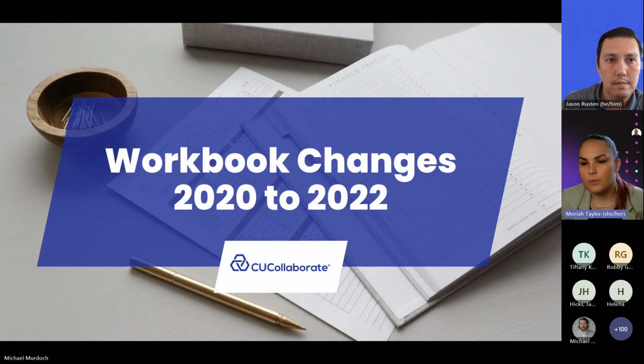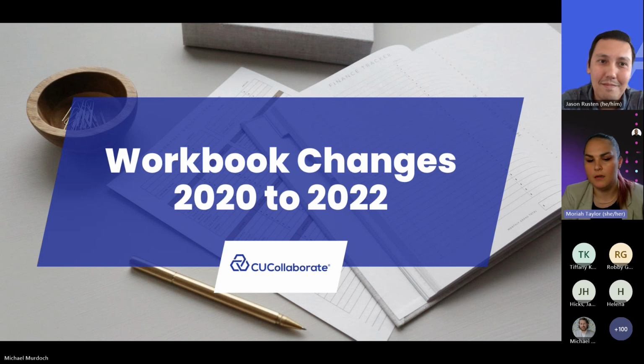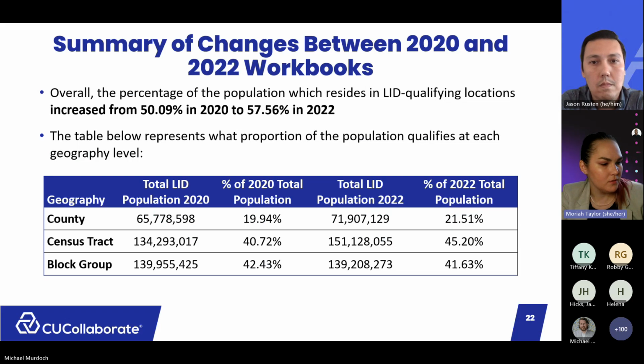All right, so we'll be discussing today the changes between the 2020 and the 2022 workbooks. The reason why we aren't comparing 21 and 22 is because there was not a public-facing workbook published by the NCUA based on 2021 data. So we are comparing a 2-year gap here. So, a summary of those changes.